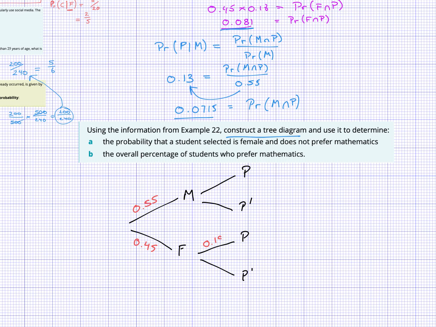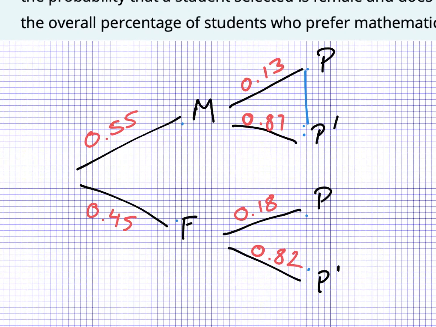For prefer, it was 0.18 for the females and 0.13 for the males, which means that the not prefer for the males was 0.87 and the not prefer for the females was 0.82. Okay, now what you might notice here is that each pair of arms, prefer and not prefer, adds to 1. The male and female adds to 1. So we're looking at this idea that probability always adds to 1, so long as it's the event and its complement.